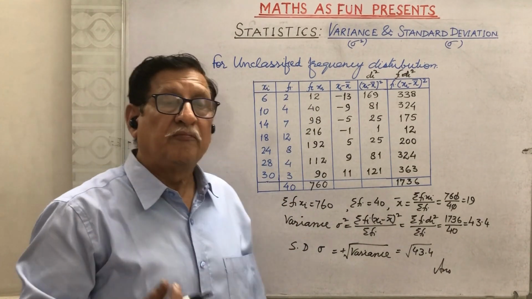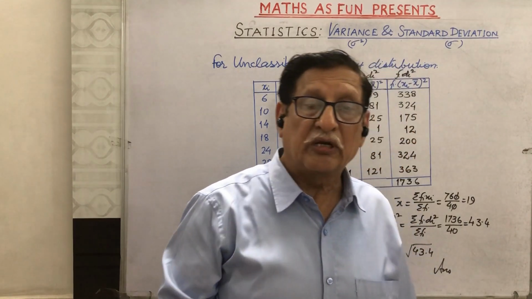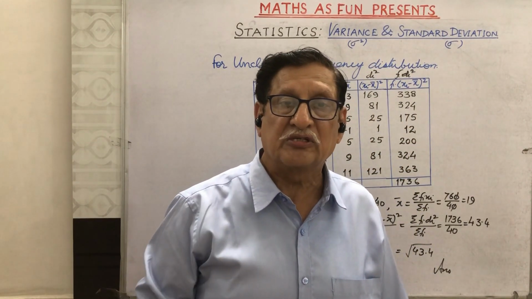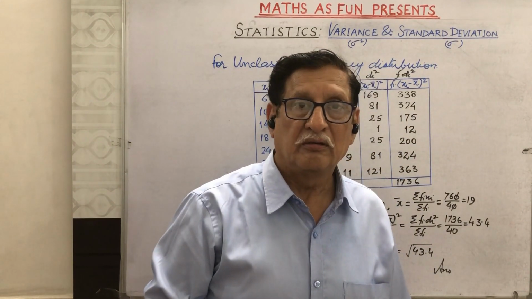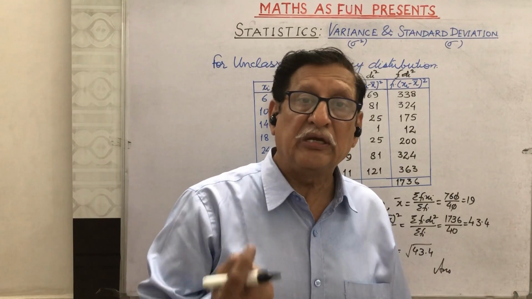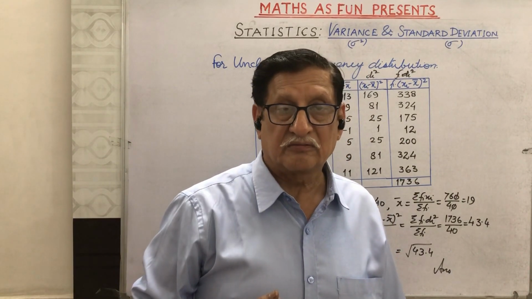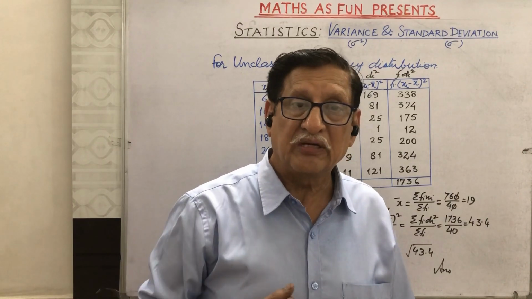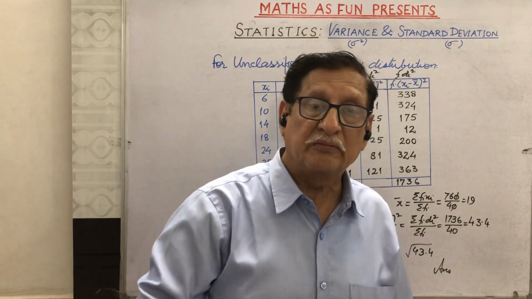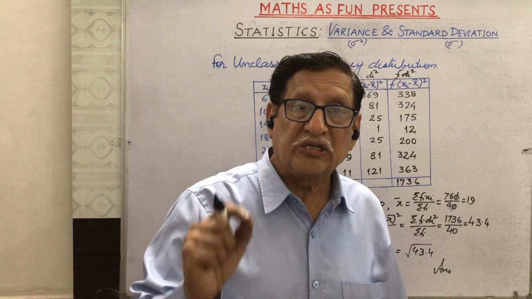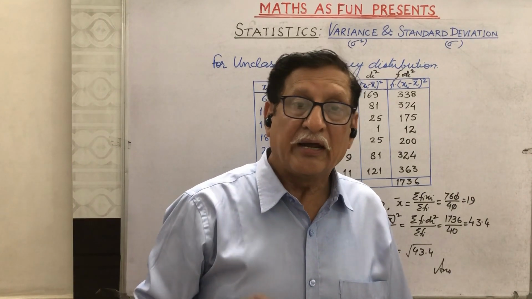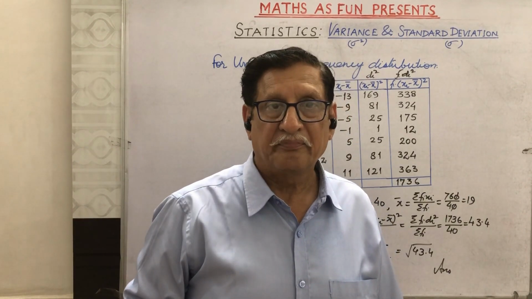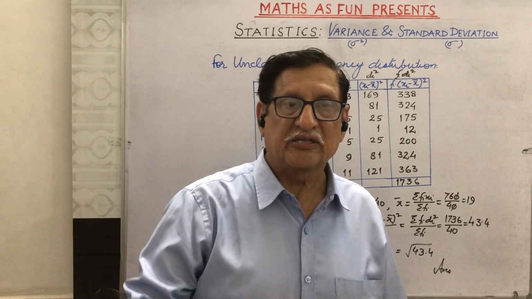So in this video, we have learned how to calculate the variance and the standard deviation by using mean. In case we find the mean is in decimals, then the square becomes a bit difficult. In that case, we use another method, that is changing or shifting the origin and changing the scale. That we will be learning in the next video.